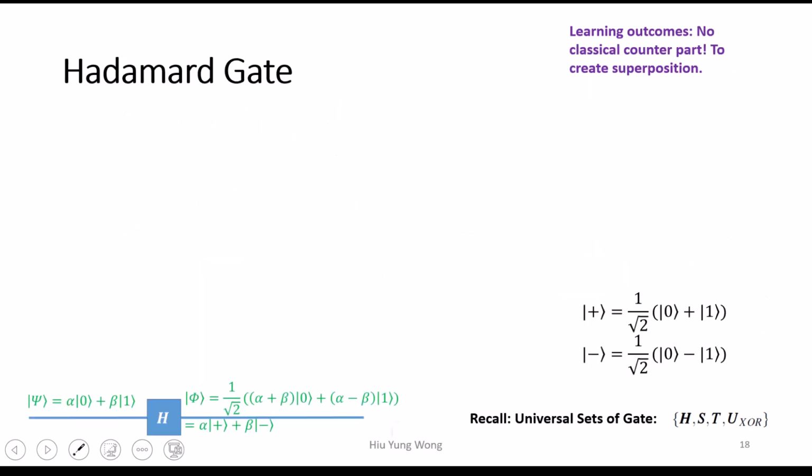Hadamard gates, we have learned the Hadamard gate just now. But let's see what it does, right? I think I can only finish this today, so I will just stop at this slide.